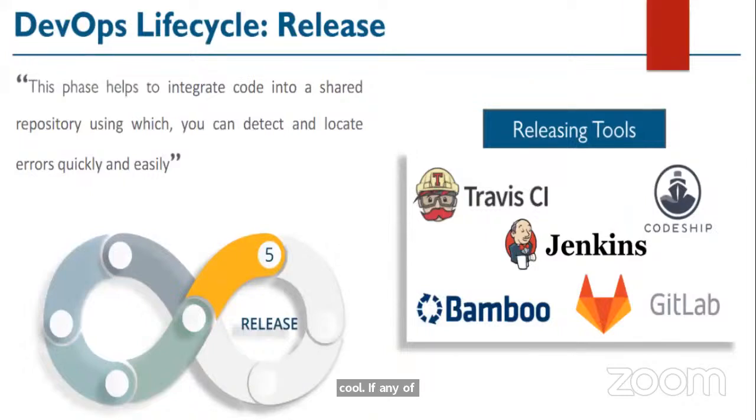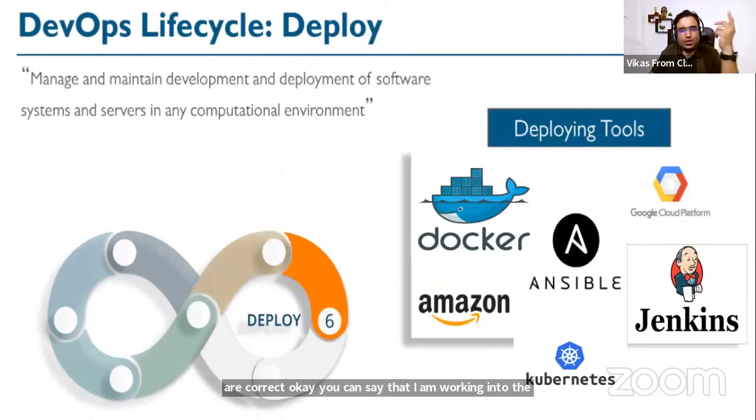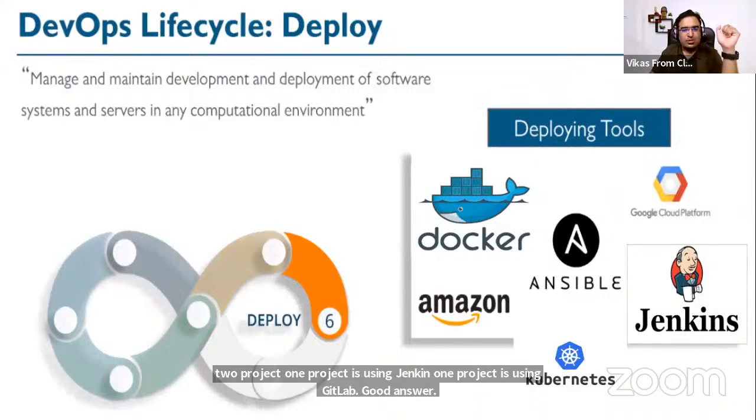If any release is happening, which tool are you using? Jenkins, GitLab. Jenkins or GitLab. Okay, if you say both answers, both are correct. You can say that you are working on two projects: one project is using Jenkins, one project is using GitLab. Good answer. For the deployment purpose, what tools can be used?